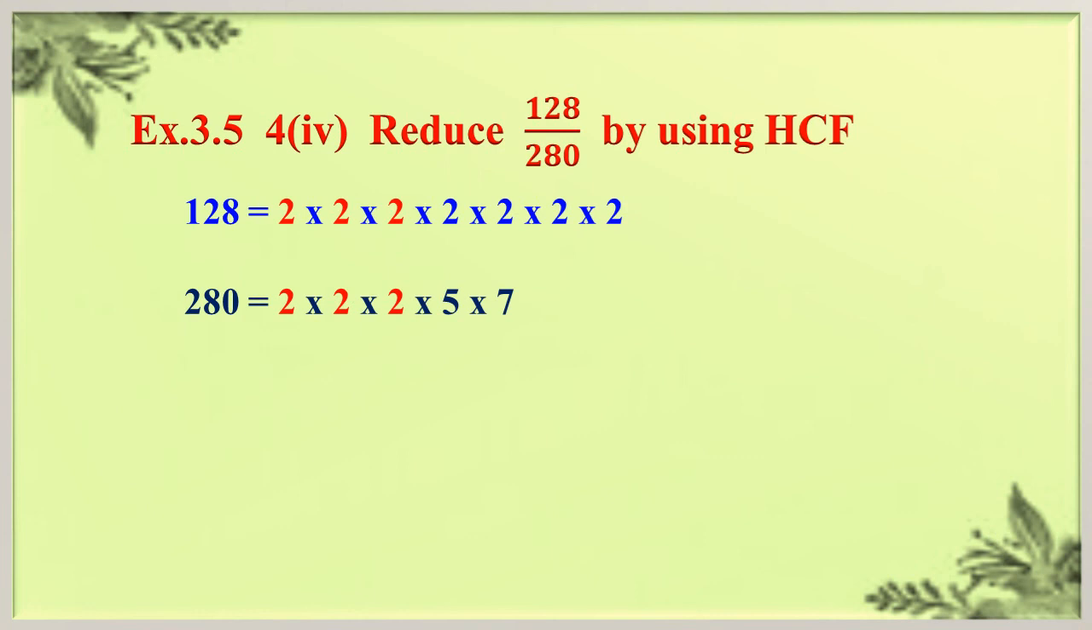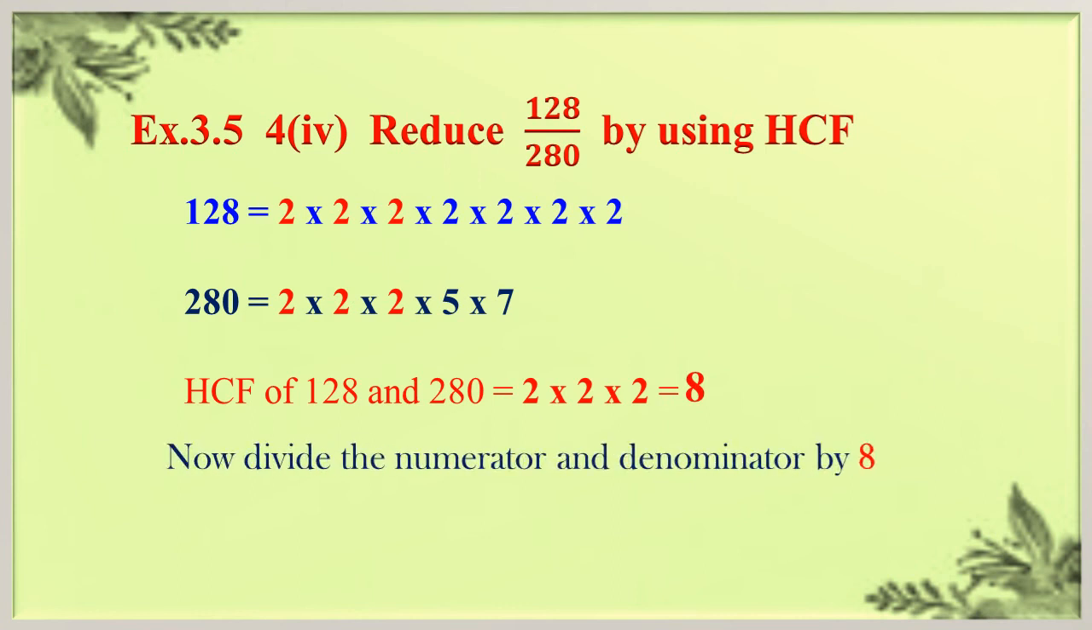Here we have the common factors 2 into 2 into 2, that is represented in red in color. Now the HCF of 128 and 280, we want to multiply all the common factors, that are 2 2s are 4 and 4 2s are 8. Now divide the numerator and the denominator by 8. When you divide 128 by 280 by the common factor, we'll get 16 by 35.